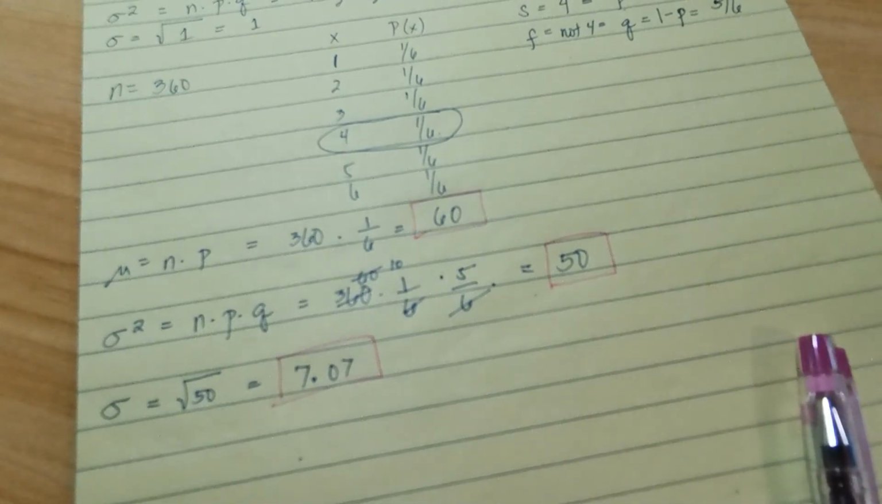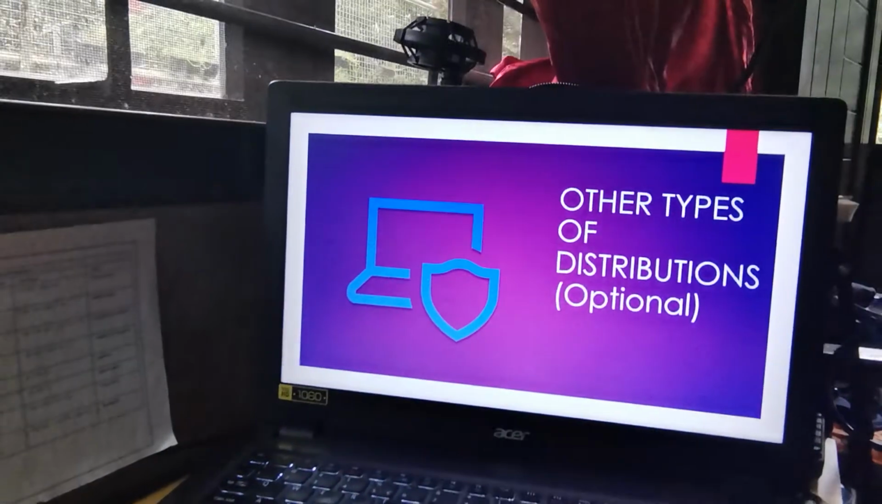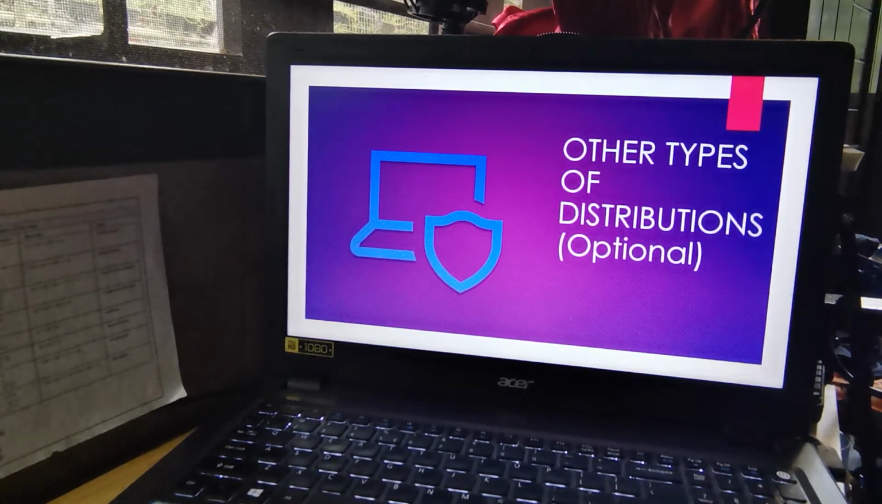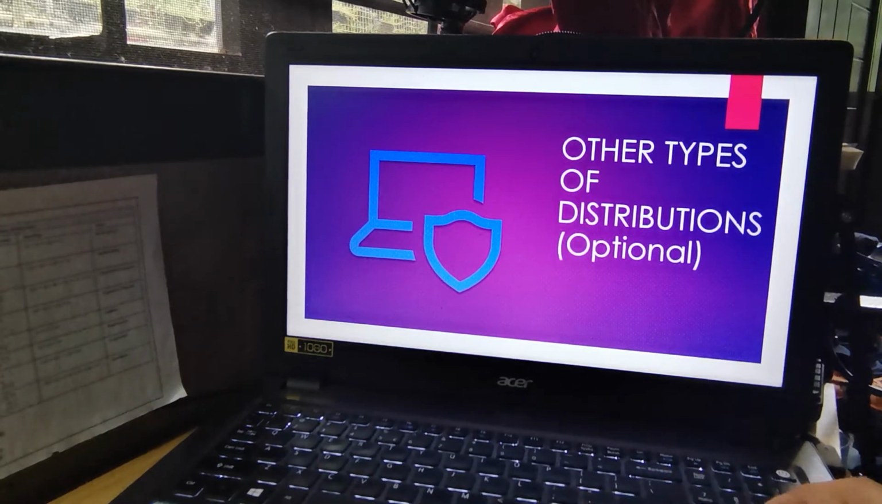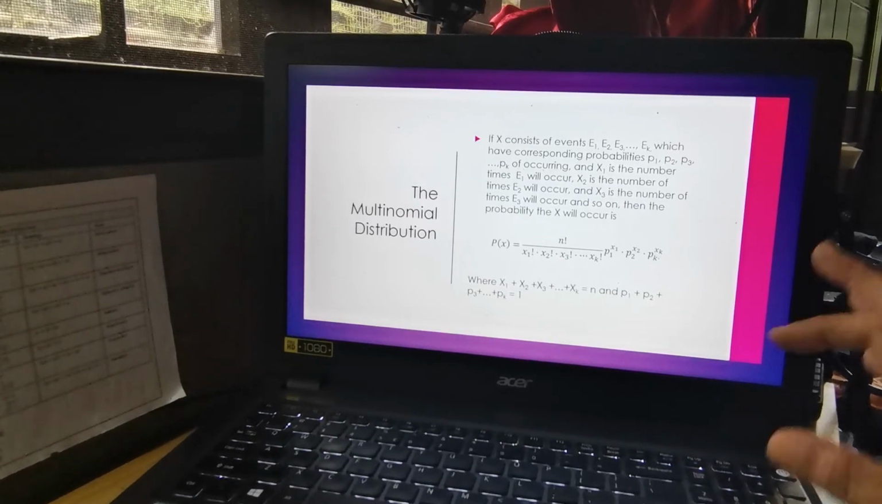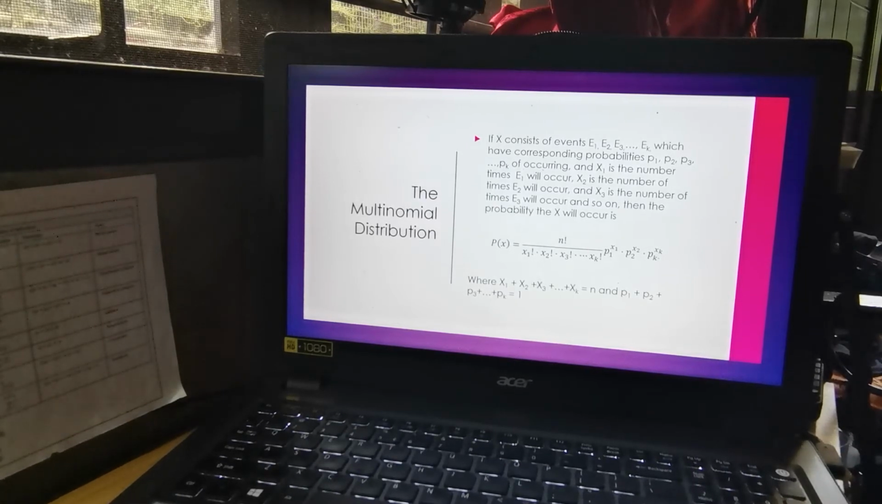Meron pa ba? Okay, this time I am going to discuss to you the other types of distributions. This is optional, but then I will discuss it still. Okay? So, we have the multinomial distribution. So, kanina, yung ating distribution ay binomial lang, dalawa lang. Pero ito, multinomial distribution kasi yung x natin consists of event 1, event 2, event 3, up to event k, which have corresponding probabilities of probability 1, probability 2, probability 3, up to probability k of occurring.